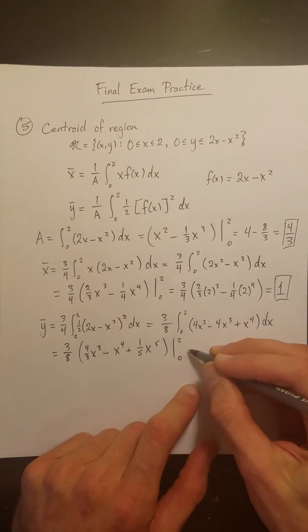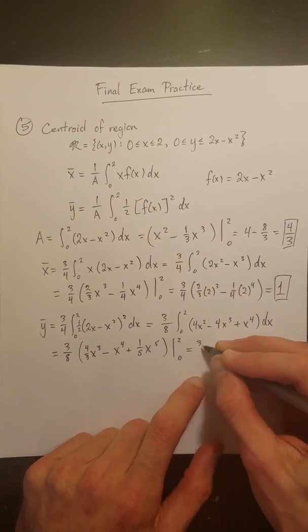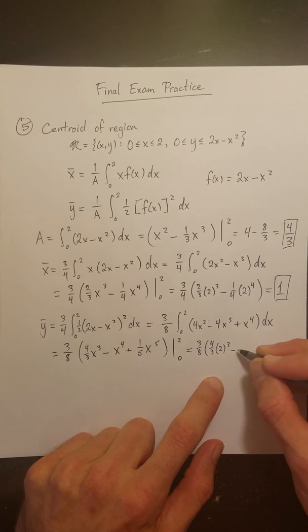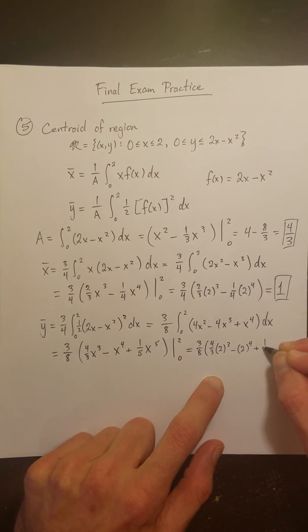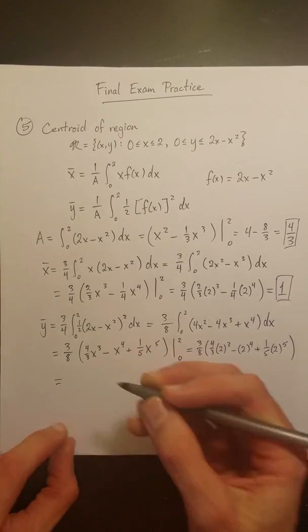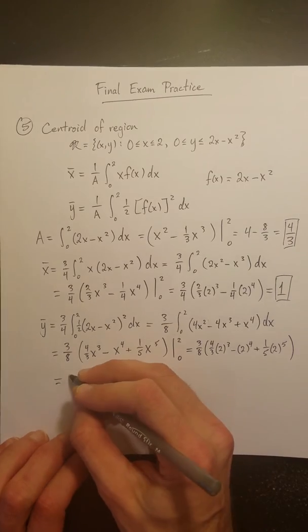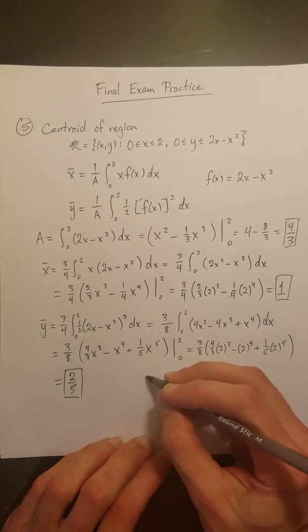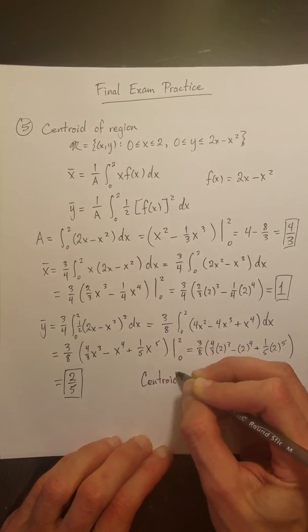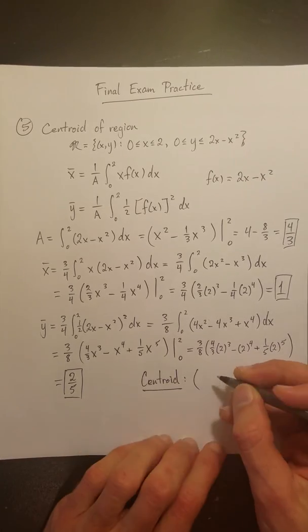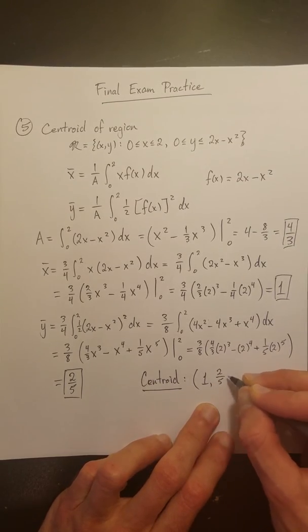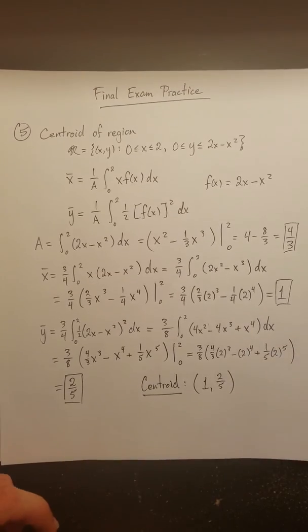All right, so evaluating at 2, we'll just write it out at first. So this is 3 over 8 times 4 over 3 times 2 cubed minus 2 to the power 4 plus 1/5 2 to the power 5. And then evaluating this number to get something reasonable, we get 2 over 5. Okay, so this is the y-coordinate for our centroid, and we calculated the x-coordinate earlier. So our centroid has coordinates x bar comma y bar, and so in this case it's 1 comma 2 over 5.